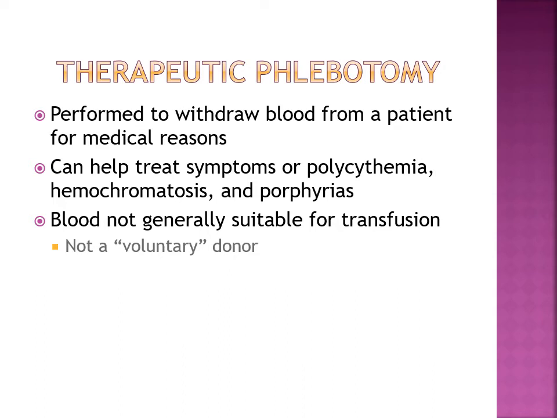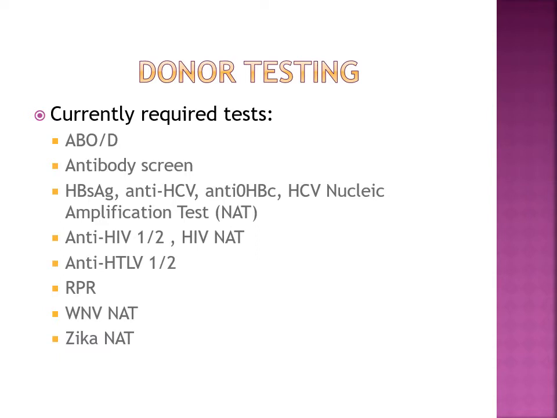Now, the FDA has cleared hemochromatosis blood to be given to general populations, but the donation center that you go to has to be cleared by certain FDA criteria. For donor testing, we know we need to do the ABO and RH.